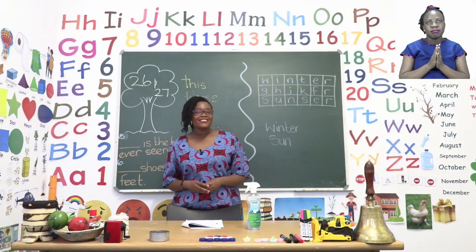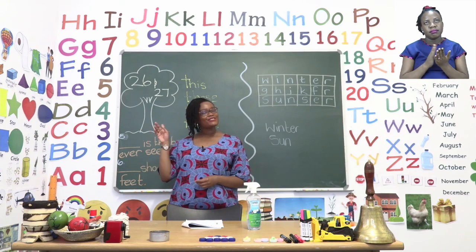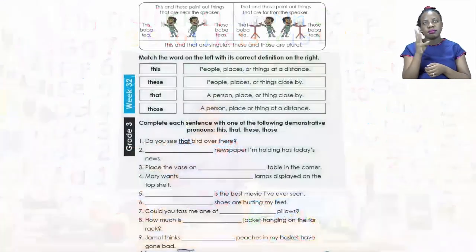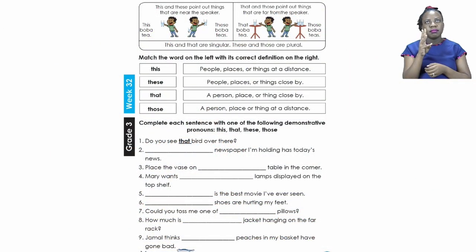Now, boys and girls, let's start our lesson today by going to page 26. On page 26, we are going to be doing demonstrative pronouns. We are going to be looking at words that help us make sentences, but not just any words. These pronouns help make the sentence make better sense. Let's take a look at the first picture that we have there.